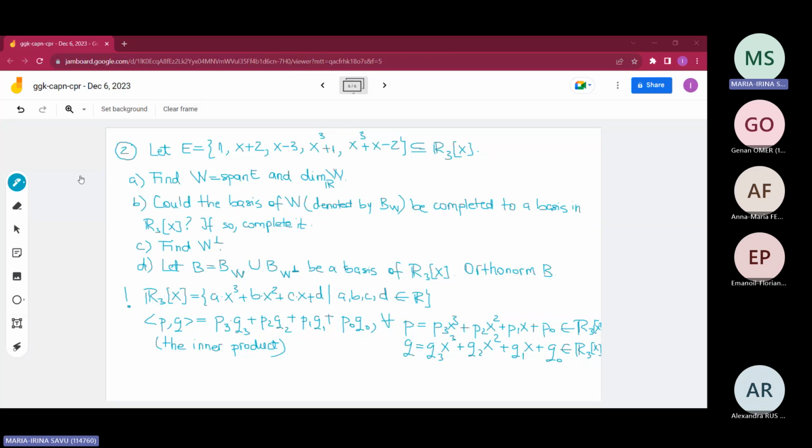Have you solved point A? Have you solved the first point? Or did you have to do this in solving A?